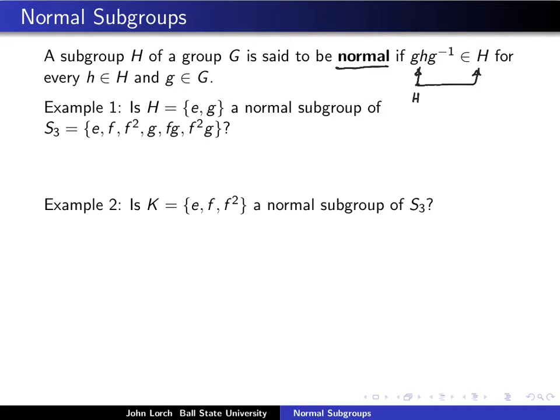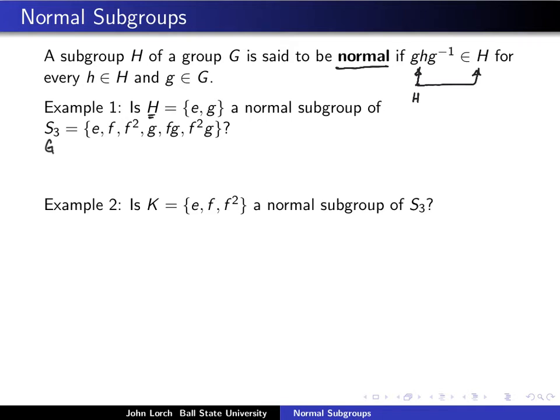So here we have two examples illustrating the idea of a normal subgroup. The first example should look familiar because it's the same example that we had on the previous slide. Here the larger group is the symmetric group S3, and the subgroup, again, is the two-element subgroup generated by little g. We want to know whether this subgroup is normal, and we fully expect that it will not be normal because of the failure that occurred on the previous slide.